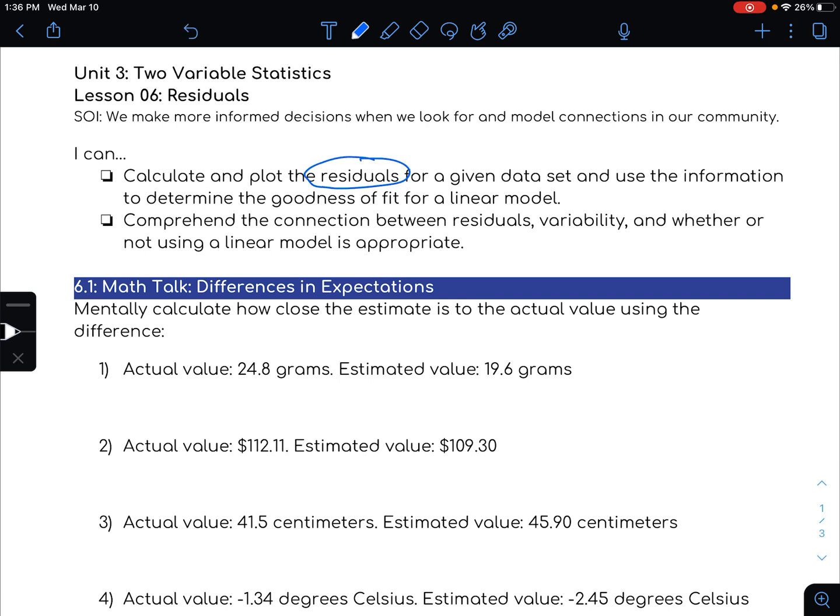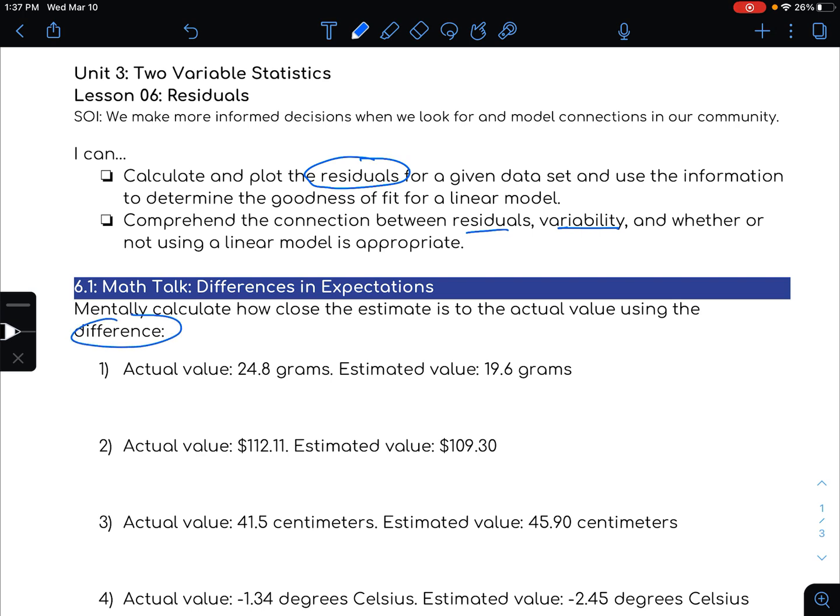It's highlighted up here with the word residuals, thinking about the term variability that we talked about earlier this year as well, and connecting those to residuals. So in our 6.1 Math Talk, Differences and Expectations, it says mentally calculate how close the estimate is to the actual value using the difference.